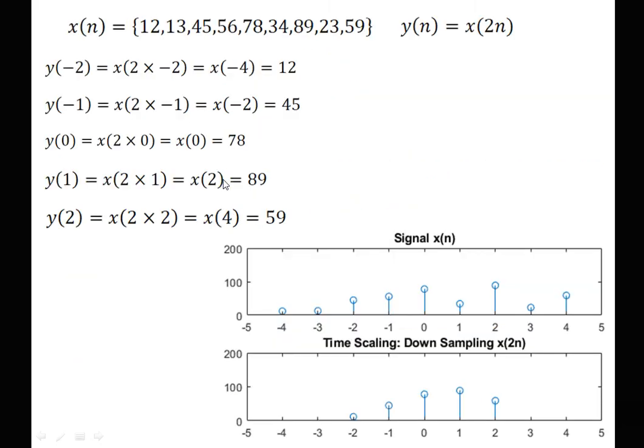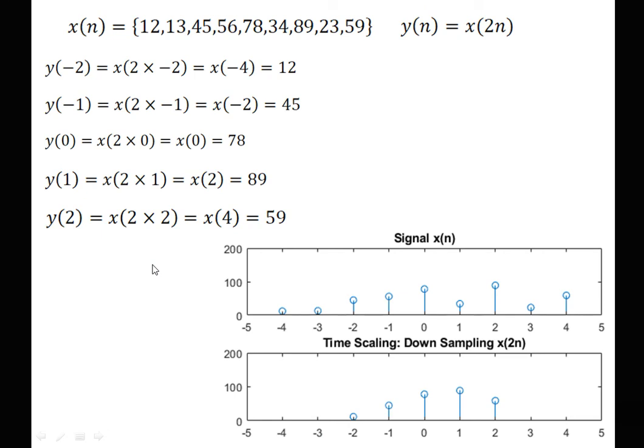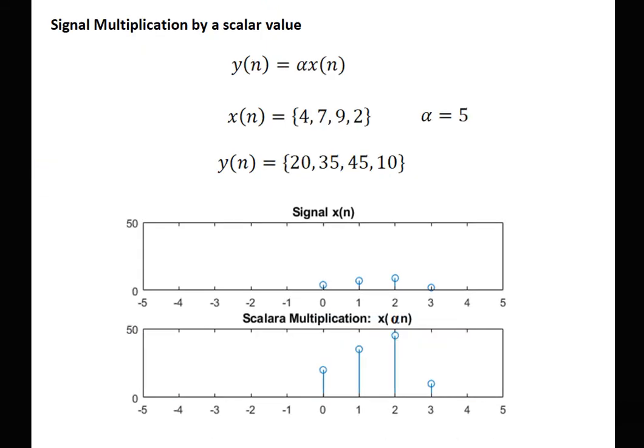So just remember in a simple way that whenever downscaling is there, you require to take the multiple values. For example, if 2n is there, we require to take the location 0, 2, 4, 0, -2, -4. And when upscaling is there, we require to put one extra 0, and whatever the location 2, 4, 6, they should be filled with the original signal value. This is the difference between downscaling and upscaling.